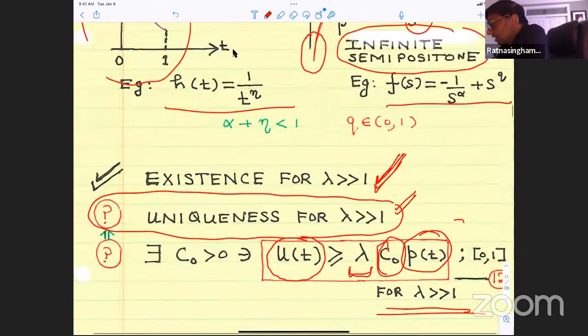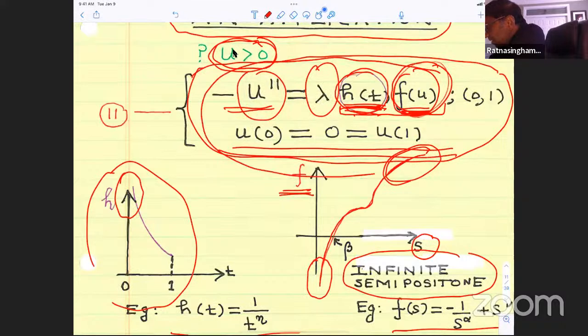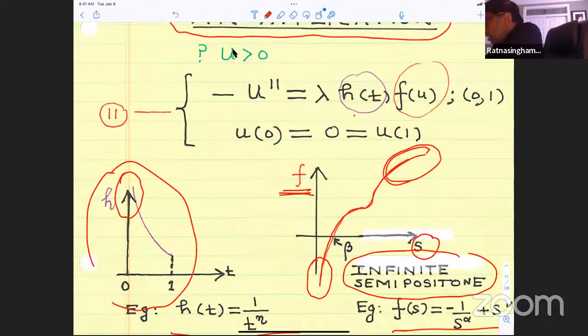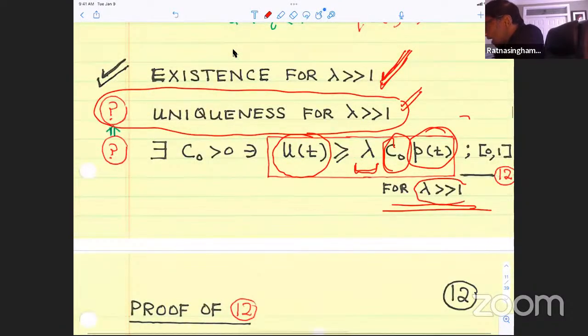So is it possible? Here is the problem. For this particular talk today, all I want you to concentrate on is the following. You have this problem with some singular terms in the reaction, it doesn't matter. There's a parameter lambda here. We know that the solution exists for large lambda. Can we show that the solution grows faster than a certain constant times lambda times the distance function? So that's the focus.